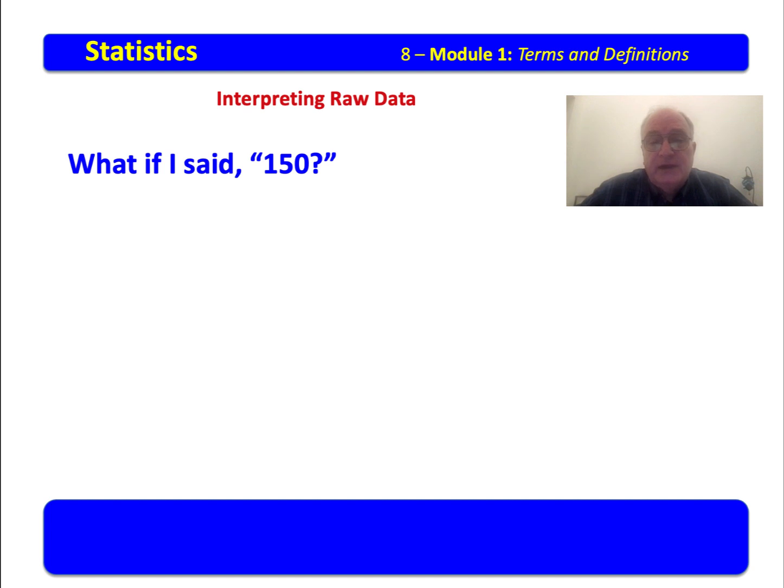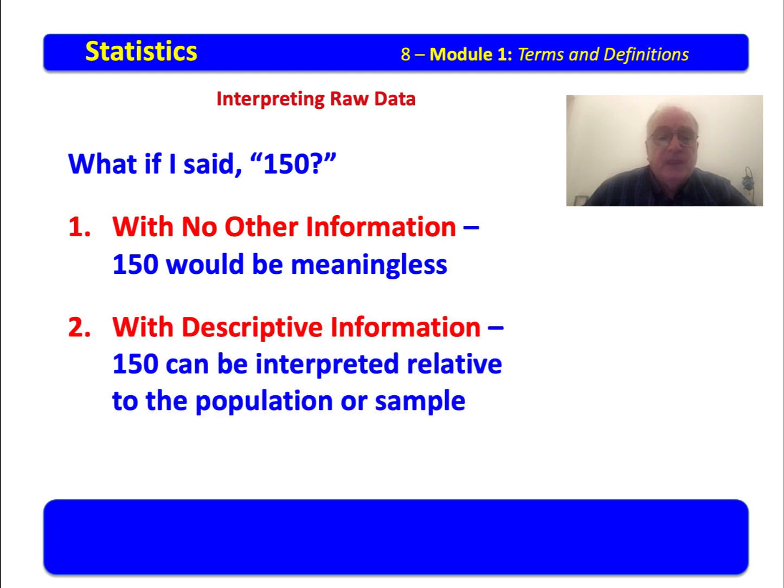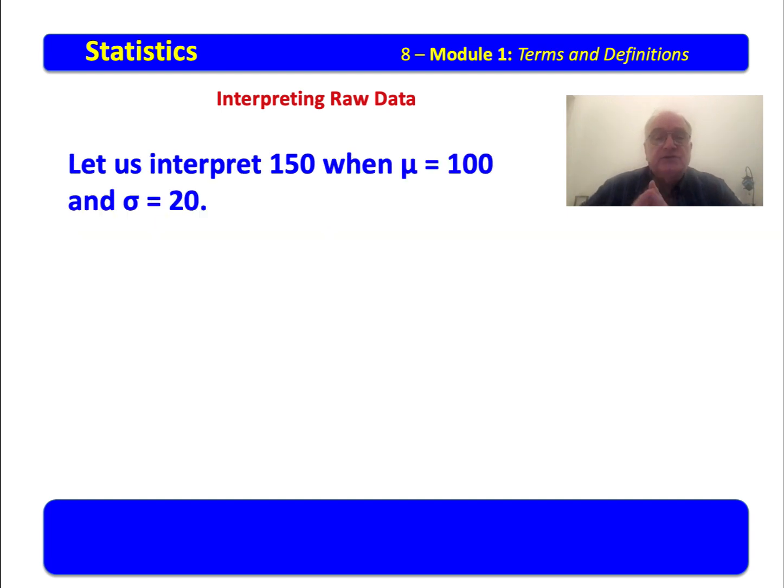It really doesn't mean anything when you just say 150. If you were taking an IQ test and the average was 100, 150 might be good. If you were taking an IQ test and the average was 300, then 150 might not be good. That's a raw data point, and as a datum, it just gives a raw value, which really doesn't mean anything. With no other information 150 would just be meaningless. With descriptive information, 150 can be interpreted relative to the population or sample mean, and then it begins to make some sense.